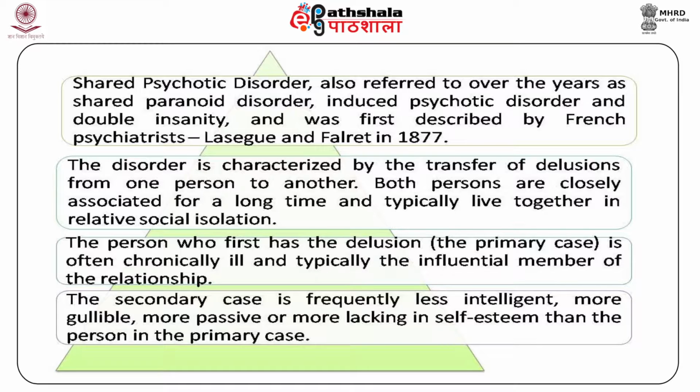Both persons are closely associated for a long time and typically live together in relative social isolation. The person who first has the delusion is often chronically ill and typically the influential member of the relationship. The secondary case is frequently less intelligent, more gullible, more passive, and more lacking in self-esteem than the person in the primary case. The DSM-IV-TR suggests that the diagnostic criteria for this disorder are that delusion should develop in the context of a close relationship with another person, and the content of the delusion should be similar to that of the person who already has the established delusion.